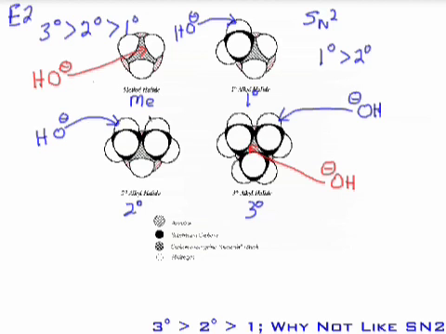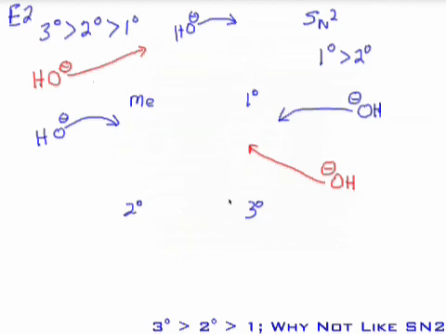And so what caused the primary to be faster than the secondary, and faster than the tertiary, the junk in the trunk, is not affecting rate in the E2. So something has to affect rate. And what that turns out to be is the stability of the alkene and the number of substituents around the double bond.